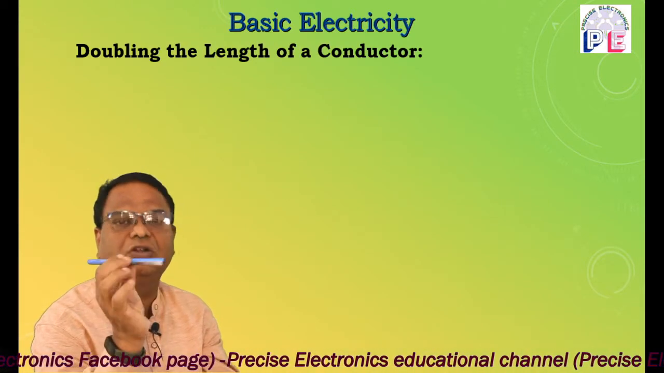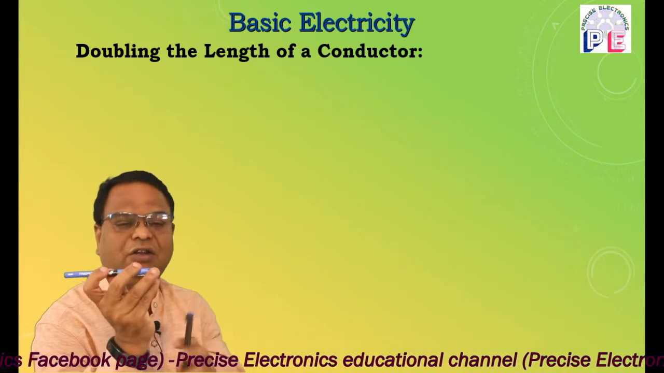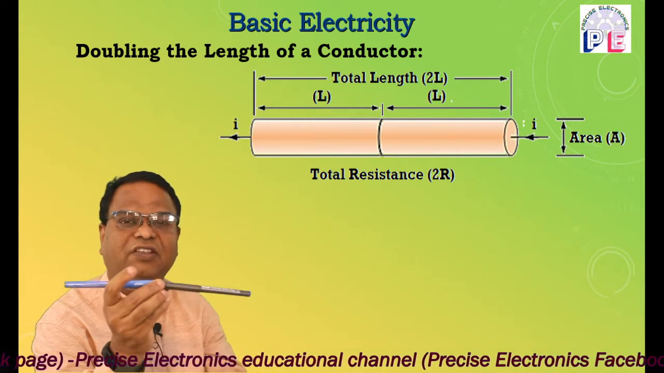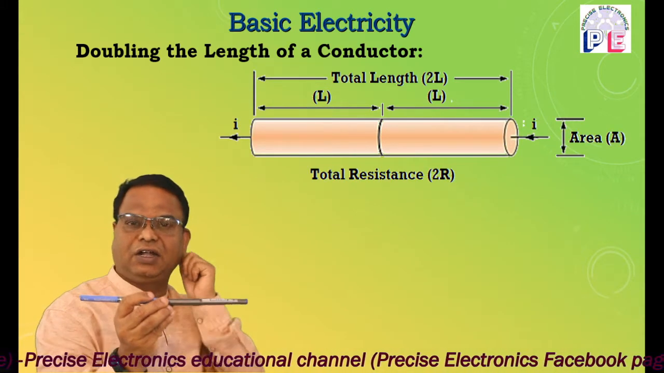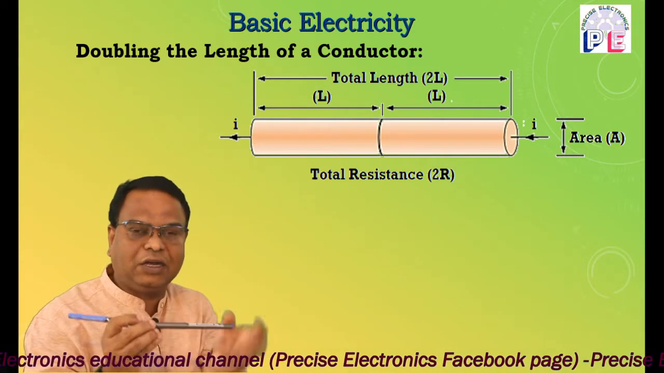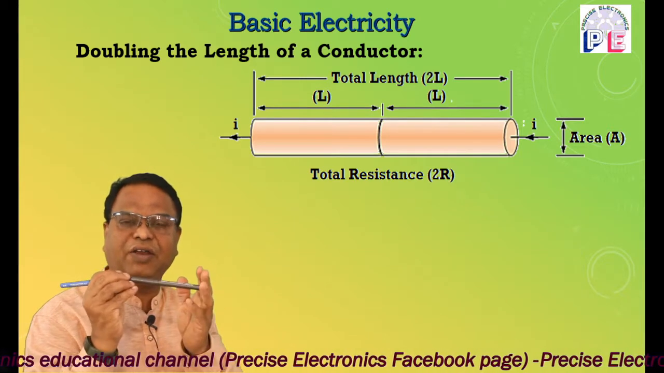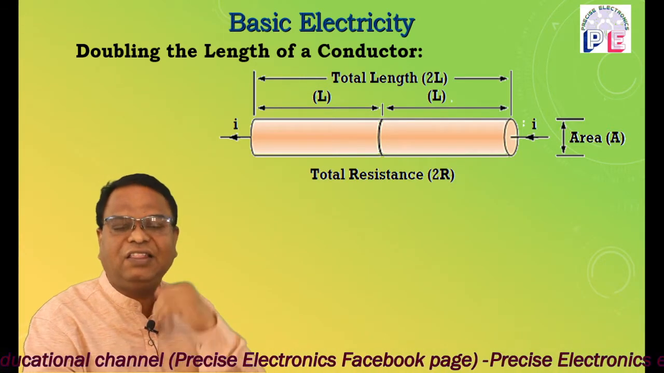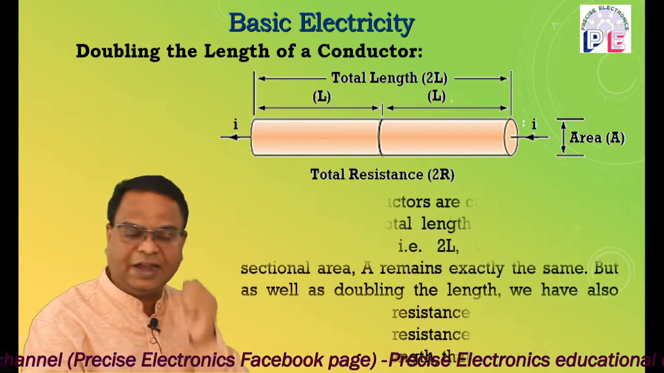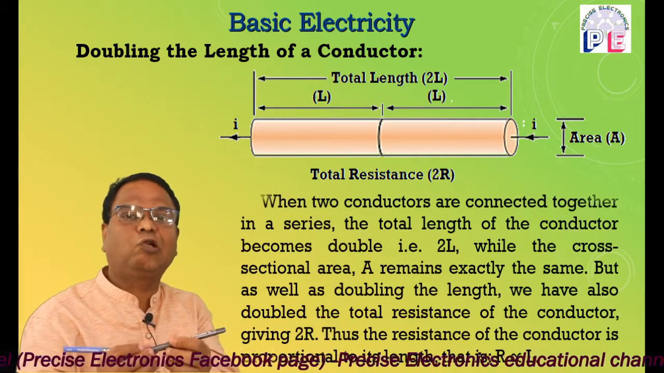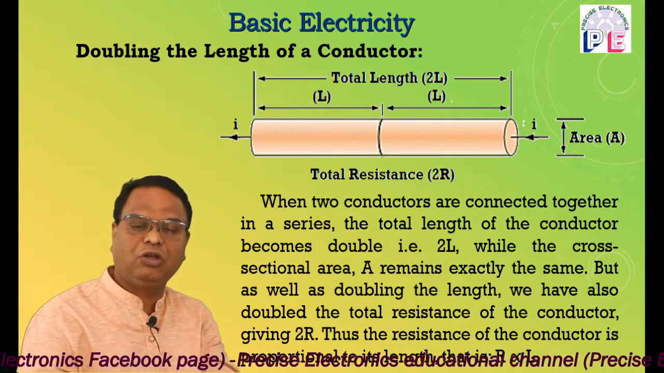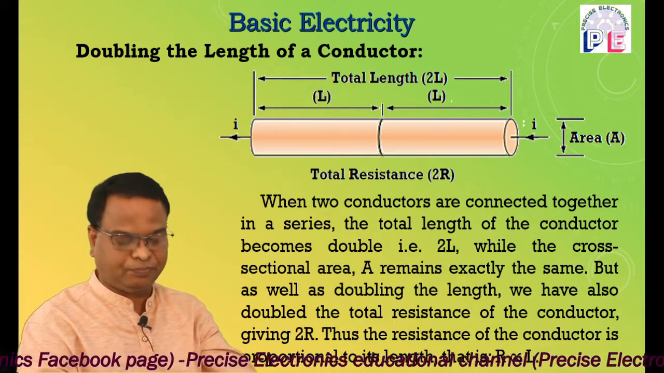Next, suppose the length of the conductor is doubled. Suppose this is one conductor and this is another conductor. If these two conductors are connected in series, in this case the length of the conductor gets doubled. This is L and this is L. The length gets doubled, but the cross-sectional area remains fixed. So as the length increases, the resistance increases, because R is proportional to L, and as the length gets doubled, the resistance also gets doubled. So R is directly proportional to the length of that conductor.